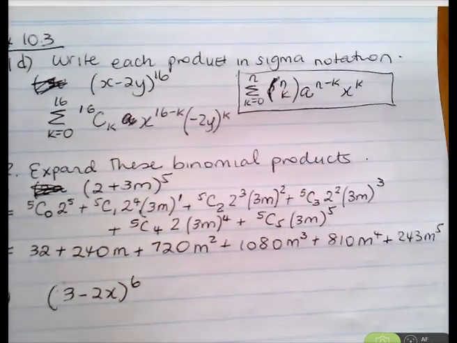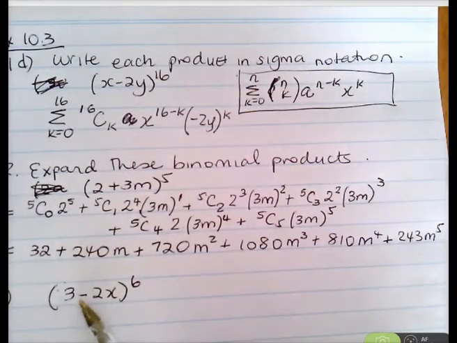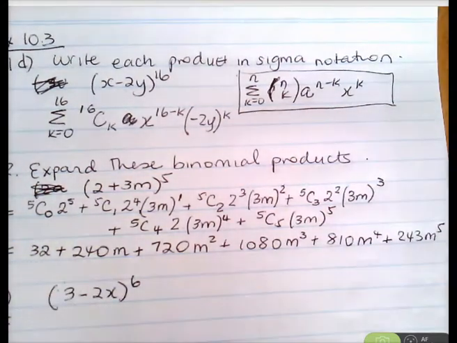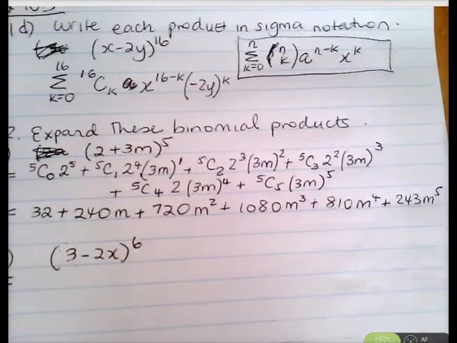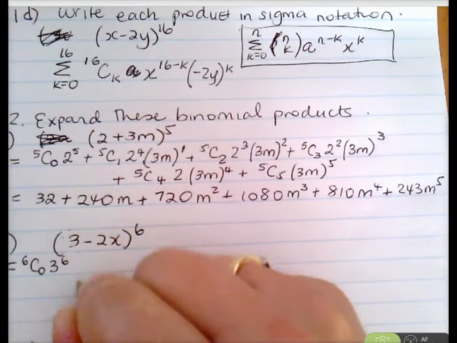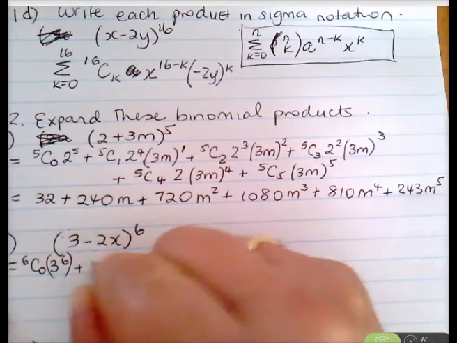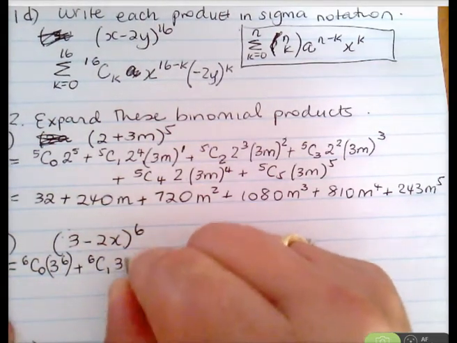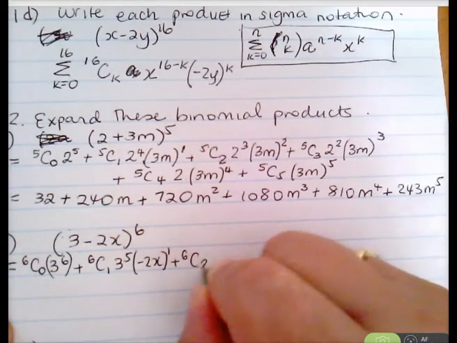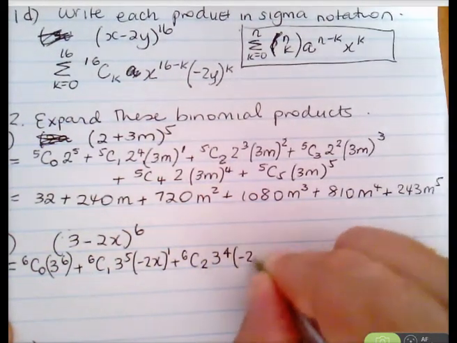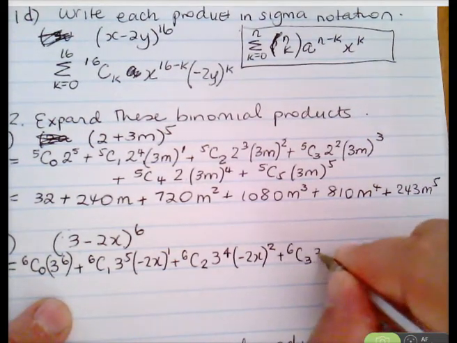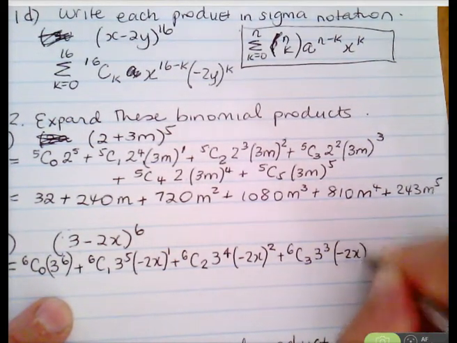Okay. Next one is to expand this binomial product, 3 minus 2x to the power of 6. We're going to do the same thing again. So we've got 6 choose 0, 3 to the power of 6, plus we've got 6 choose 1, 3 to the power of 5, minus 2x to the power of 1, plus 6 choose 2, 3 to the power of 4, negative 2x all squared, plus 6 choose 3, 3 to the power of 3, negative 2x to the power of 3.